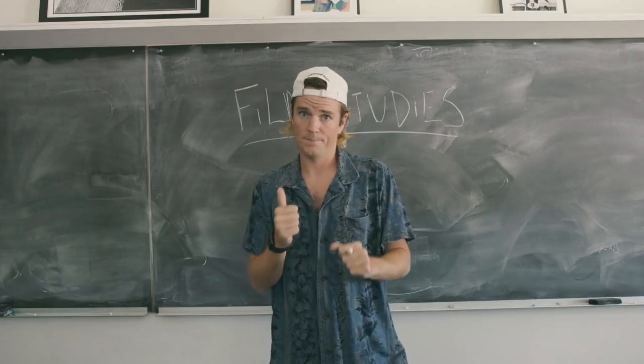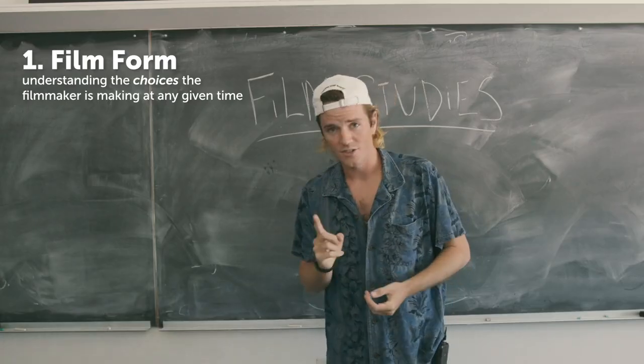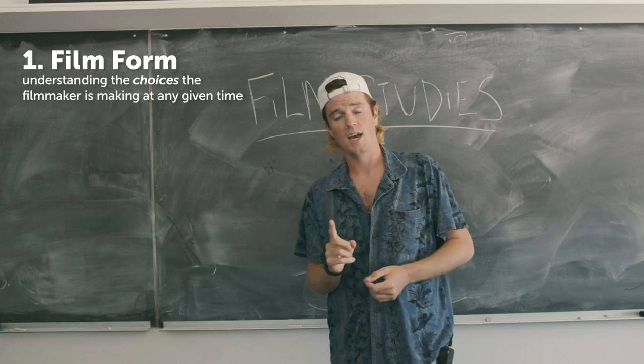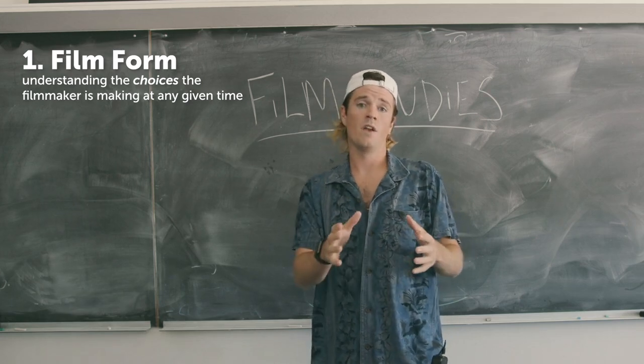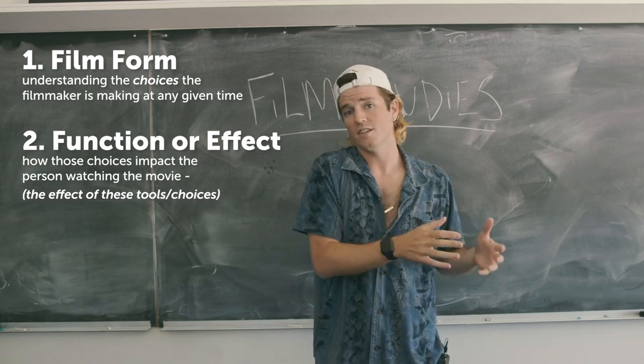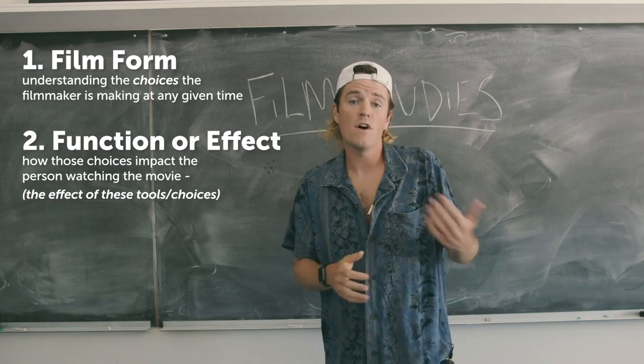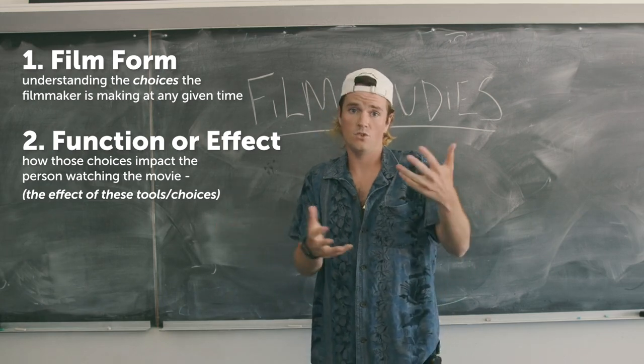Okay, let's get started. Understanding how to watch a film comes down to 2 basic things. Number 1 is understanding the choices that a filmmaker is making at any given time. This is also known as film form. Number 2 is understanding how those choices impact the person watching the movie. That's known as the function or effect of these tools.